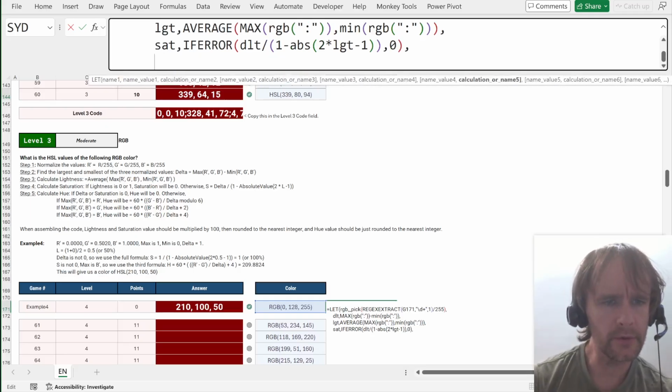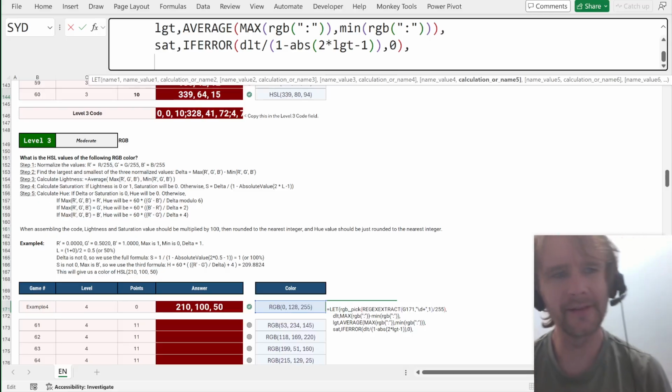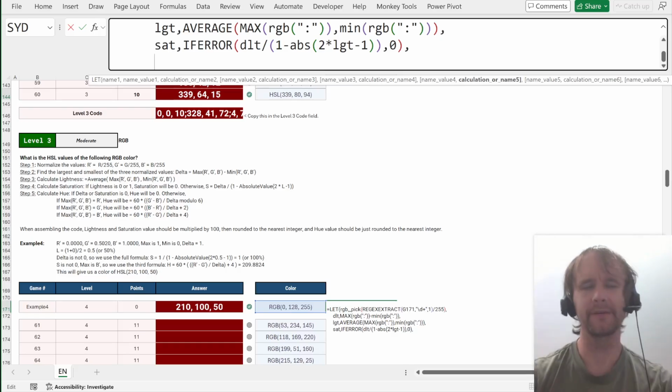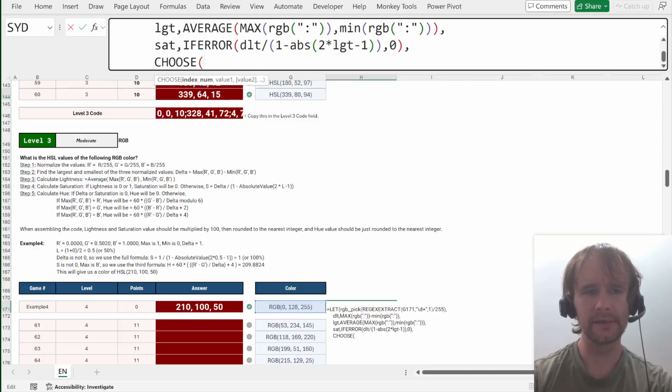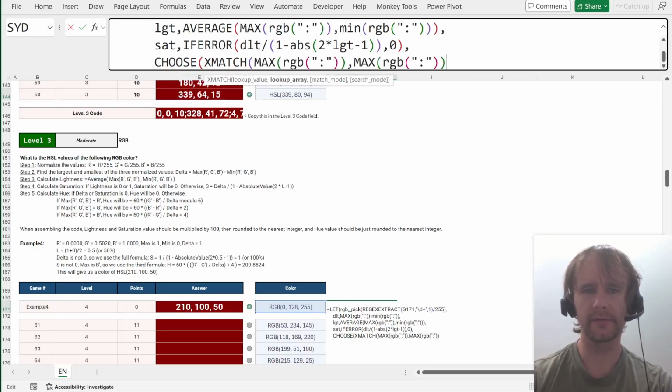Okay, and now comes the total madness. Q. If delta or saturation is 0, Q will be 0, otherwise all of this stuff. What the heck? This is madness. This is madness. Okay. So choose X match. And I definitely should have just made this a thing, but never mind. Match the max of that against that.